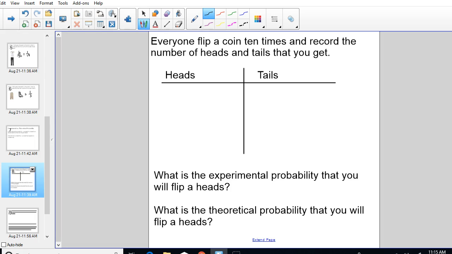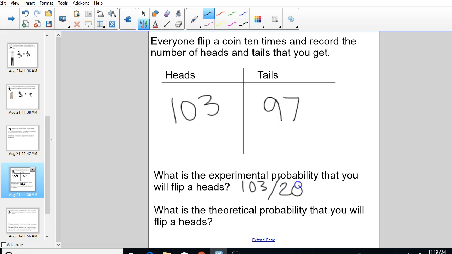And that would be 103 out of the total number of flips, which was 200. If you've already written yours down there, that's fine, but put the class total with it. So we've got 103 divided by 200. That is 0.515 if we do a decimal. Okay, so 0.515 is our experimental probability.